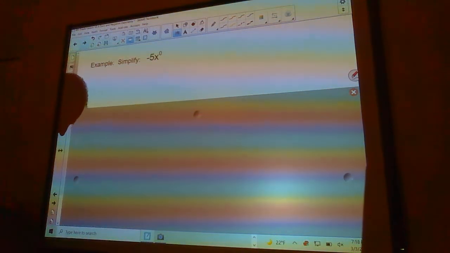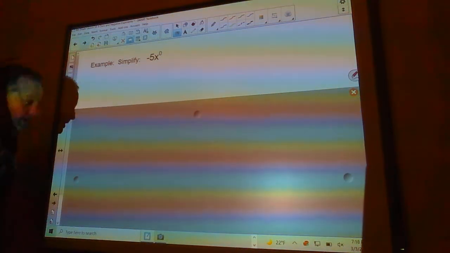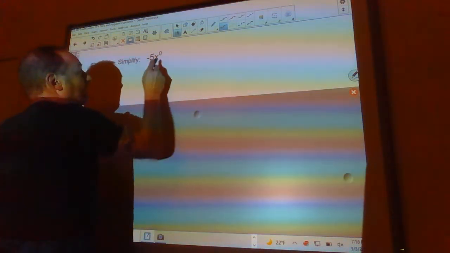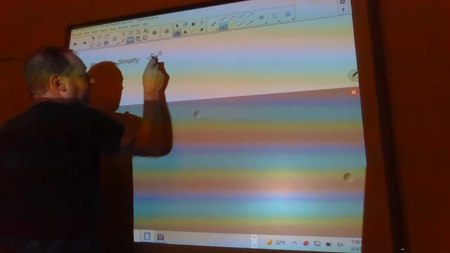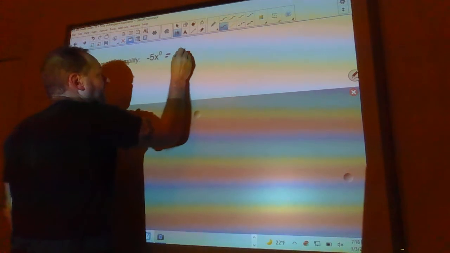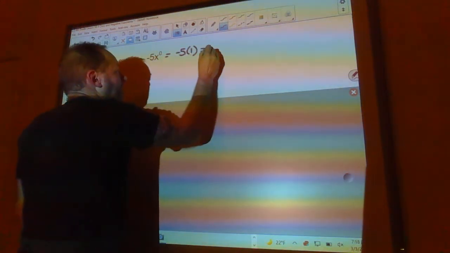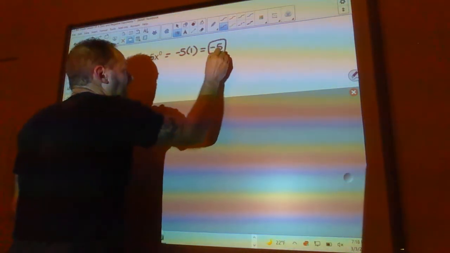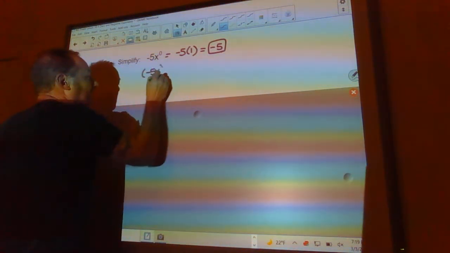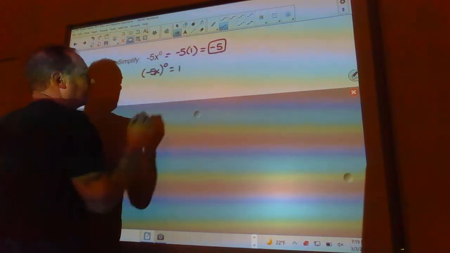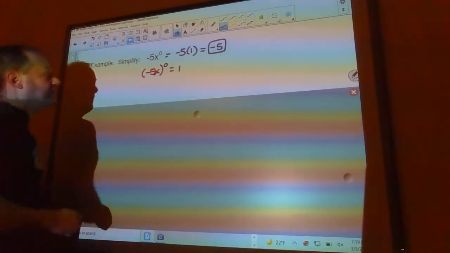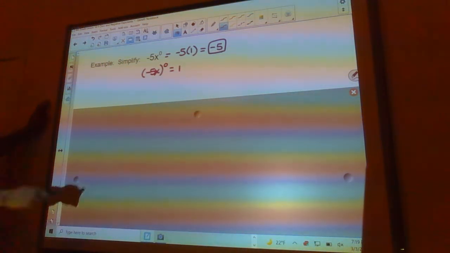Simplify negative 5 times x to the 0. Okay, so x to the 0 power, remember we said anything to the 0 power is 1. Now, remember, it's only what's immediately in front of the power, so the only thing getting taken to the 0 power is the x. So this is negative 5 times 1, which is negative 5. There's a difference between this and that. This would just be 1. But this, I'm only taking the x to the 0 power, so that's the only part that's 1.